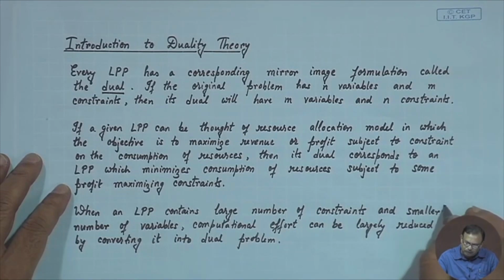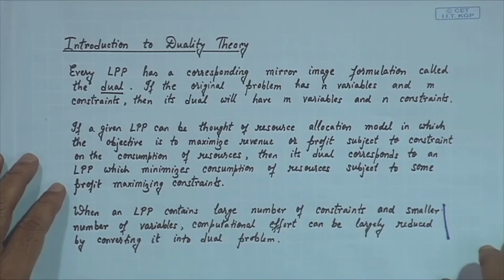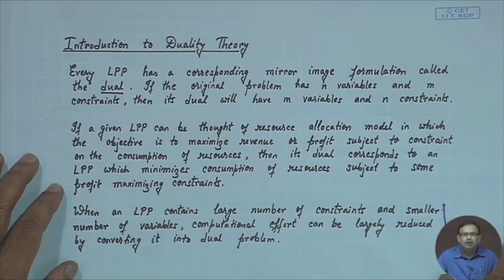Please note this one, why should I go for the dual problem? Because ultimately, in the dual problem as well as in the original LPP, in both cases your optimal solution will remain the same; the optimum solution will not change. So, one reason for going for the dual LPP is that if I have a large number of constraints, then finding the feasible solution of that large number of constraints is time consuming, and computationally it takes more time.